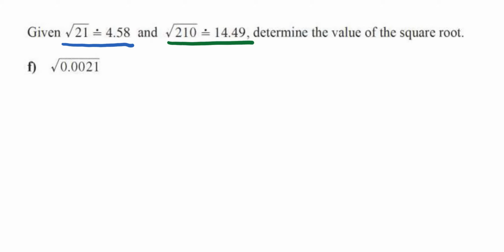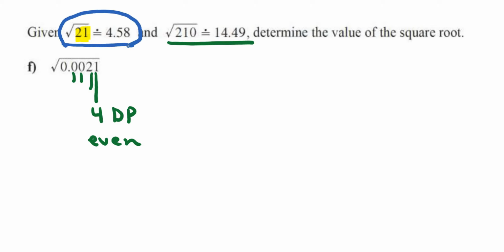Let's move on to question 4f. For 4f, I had the square root of 0.0021. So how many decimal places is that? That's 1, 2, 3, and 4. So there are 4 decimal places, and 4 is an even number. So you have to decide which statement you'd like to use for this problem, the blue one or the green one. Since the square root of 21 has 2 numbers inside, that's an even number. So we want to use this expression right here.